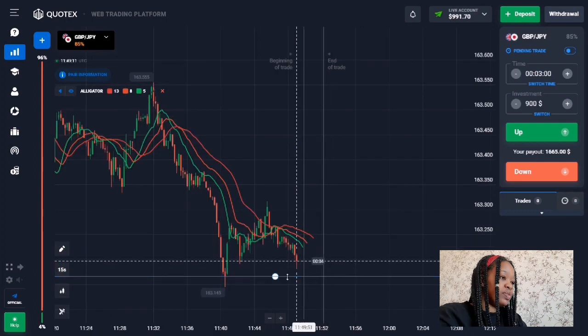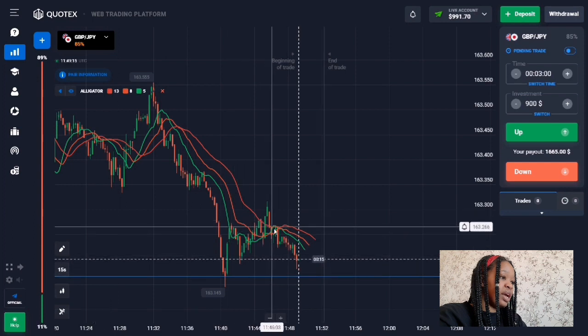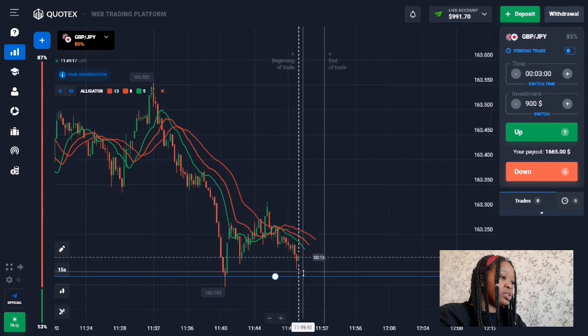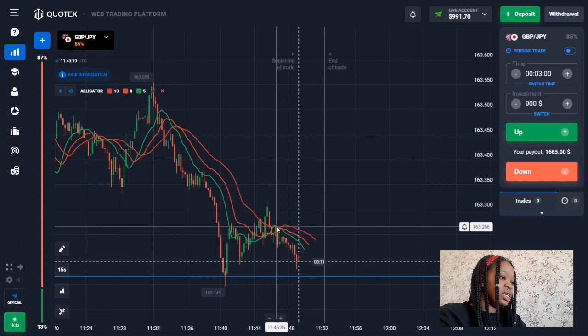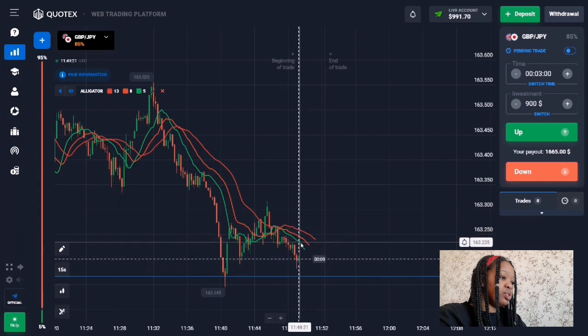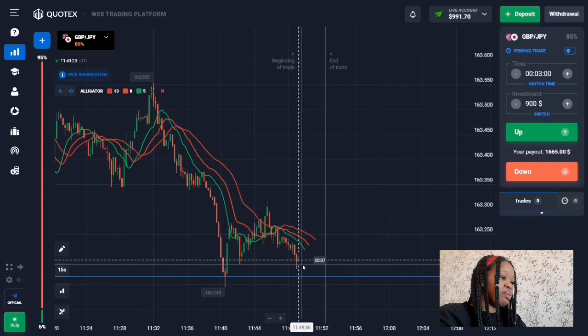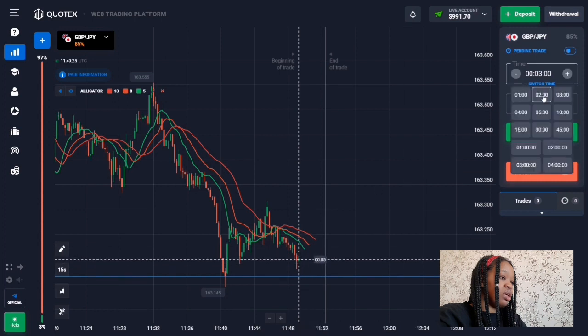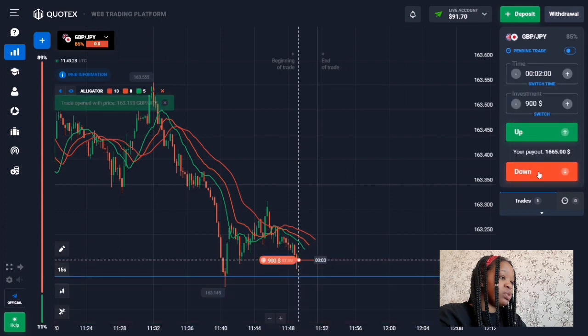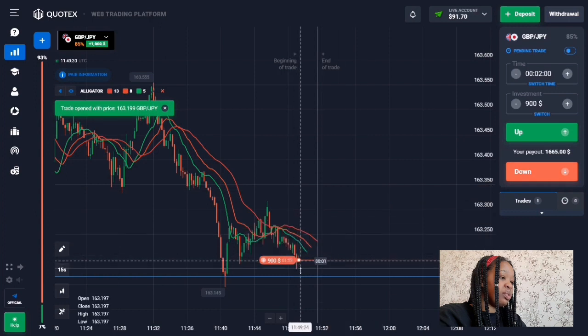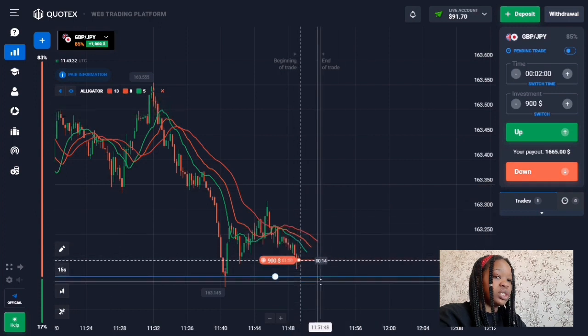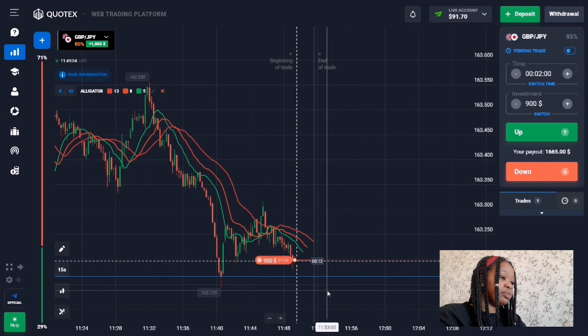So this is the level of support and the price pulled back from this level, and after it is trending down. So the indicator signals that anytime soon price will be trending down. So I'll enter the market with a down trade for 2 minutes because price will likely be trending down and break through this level. But let's wait and see the results of this trade.